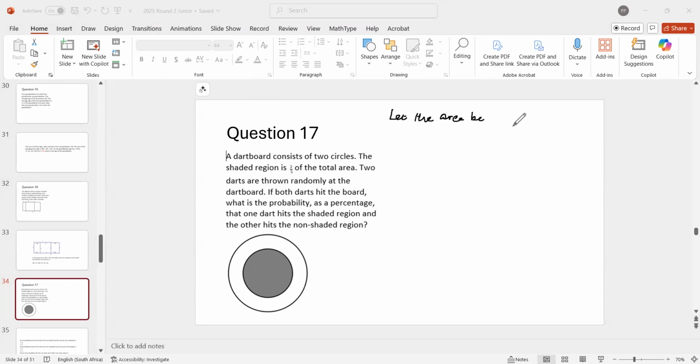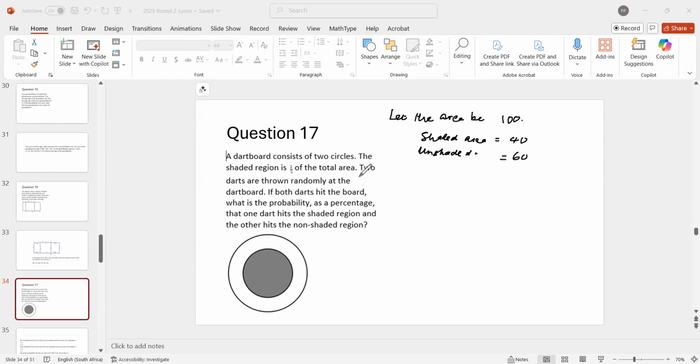I'm going to make it so the 2/5 goes exactly into it. I'll make it 100. So therefore, the shaded area is 2/5 of 100. That's 40, and the unshaded is 60. Area is 100 square units. We're not really interested in that.